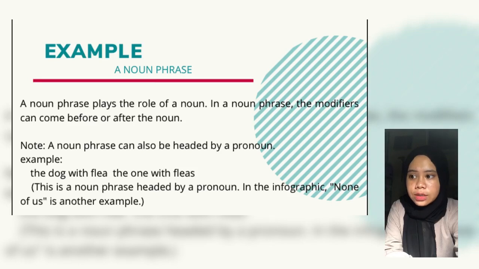Example of a noun phrase. A noun phrase plays the role of a noun. In a noun phrase, the modifiers can come before or after the noun.